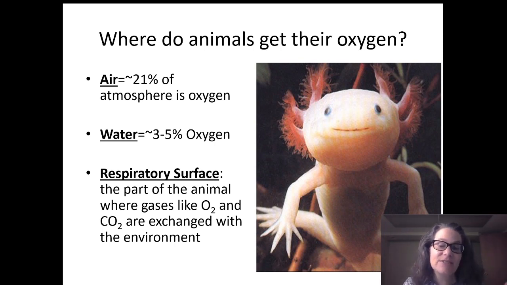This particular system is going to have the overall function of doing gas exchanges for us. Animals get their oxygen from different places depending on the animals. So we get ours from air. About 21% of the air column is oxygen typically.